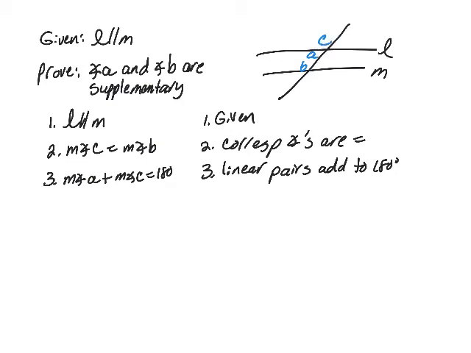Okay, so let's see. I have these two add to 180. I have C equal to B. So if I substitute in here, I'm going to get the fact that A and B are going to be equal to 180. So let's do that. By substitution, the measure of angle A plus the measure of angle B is equal to 180. So that is substitution.